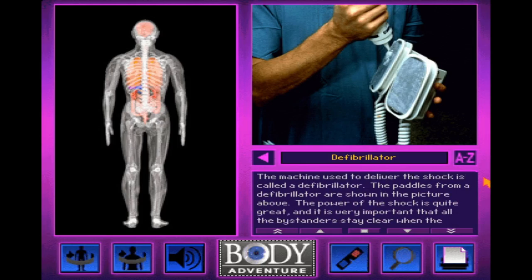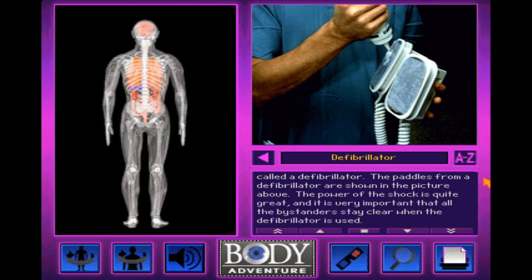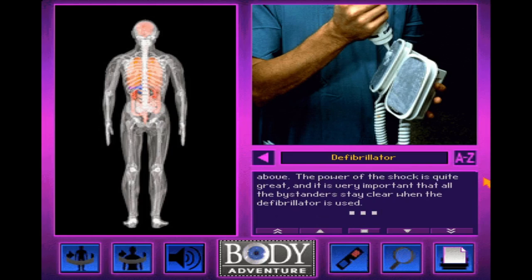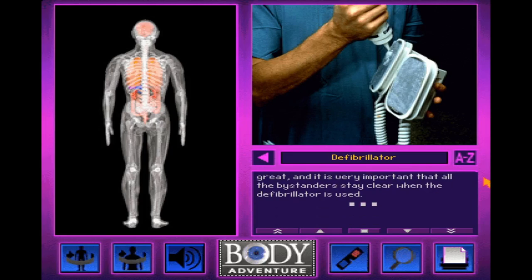The paddles from a defibrillator are shown in the picture above. The power of the shock is quite great, and it is very important that all the bystanders stay clear when the defibrillator is used.